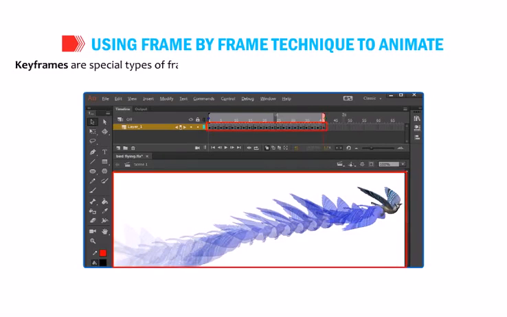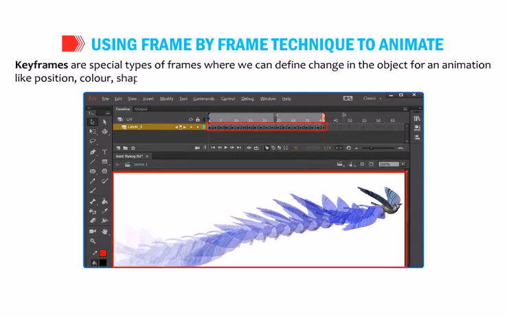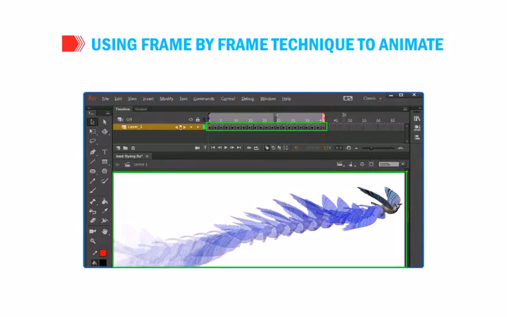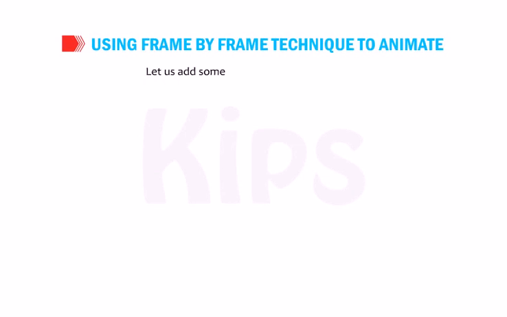Keyframes are special types of frames where we can define change in the object for an animation like position, color, shape, etc. In frame-by-frame animation, we create the image in every frame. Let us add some artwork for the document.